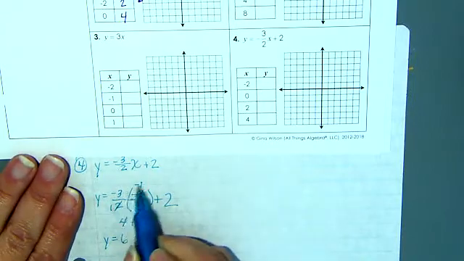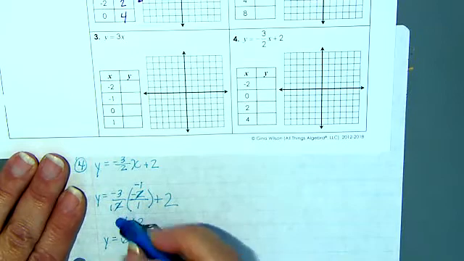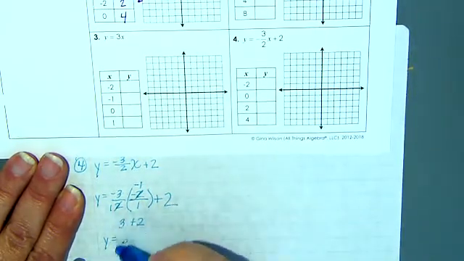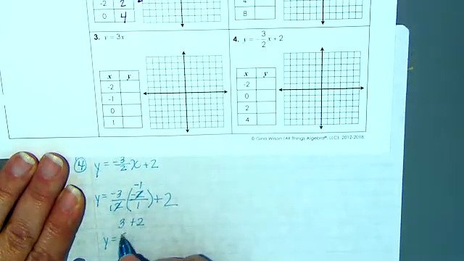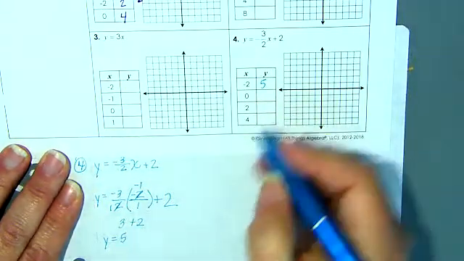No, I'm not adding here. We're multiplying. -3 times -1 is not 4. It is 3. So we get 3 plus 2, which is 5. So therefore I put a 5 in the y spot. And now I solve for each one.